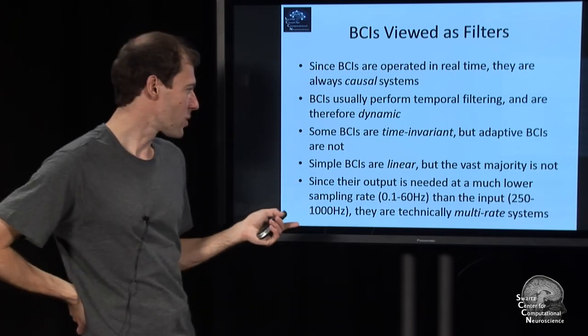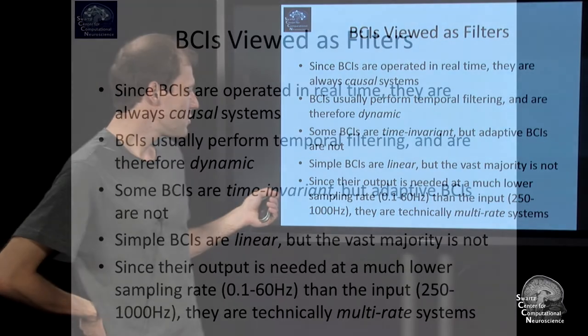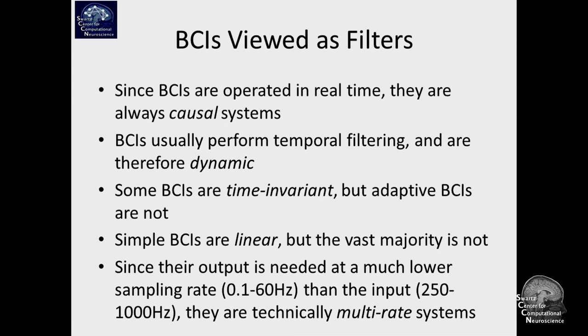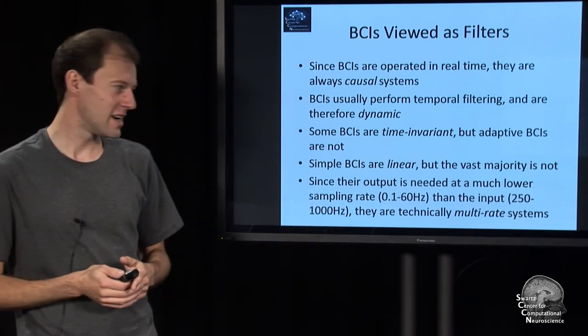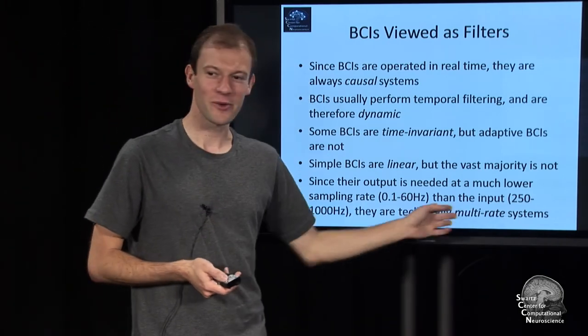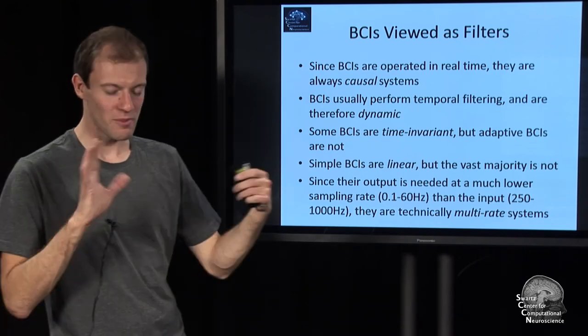And there is one more quirk, and that is usually you don't need the output of a BCI at, say, a kilohertz. You need it maybe at the screen refresh rate to control something. Or maybe you want an output every second or every 10 seconds for a workload estimator. And that's why they're, in a sense, multi-rate systems. And so there's quite a few things that apply to that, and you would need multi-rate signal processing to describe a whole BCI.